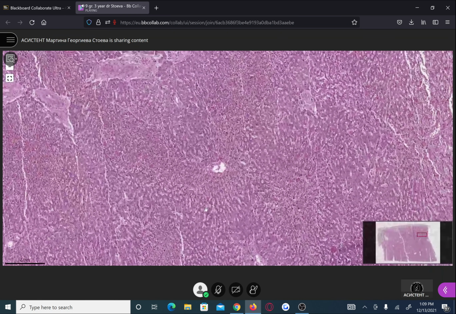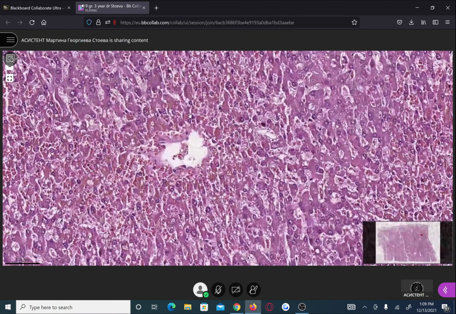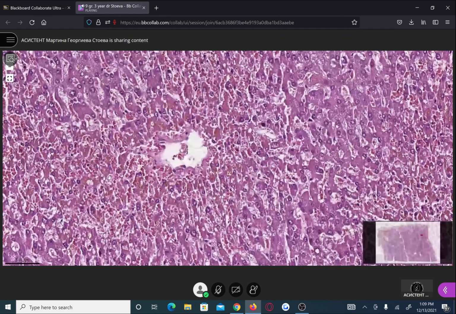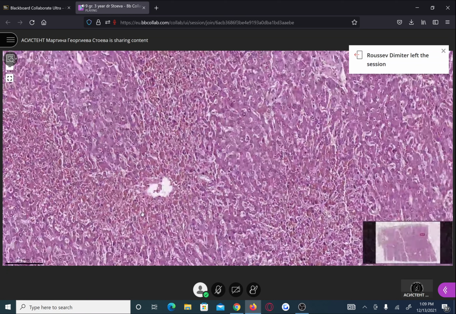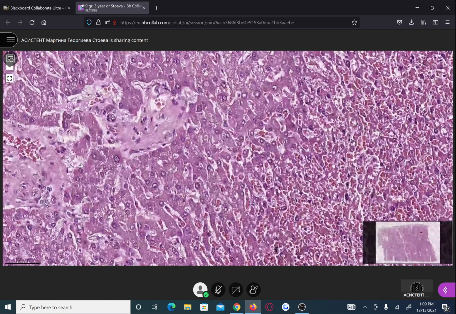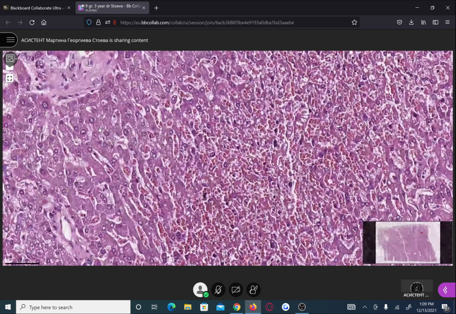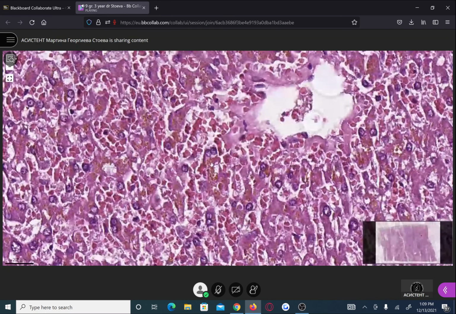And in the centrilobular area of the lobule, we can find that the hepatic trabeculae are thinner, or the hepatocytes are a little bit smaller than the ones in the periportal area. And also here there is accumulation of granular yellowish pigment, which is lipofuscin.